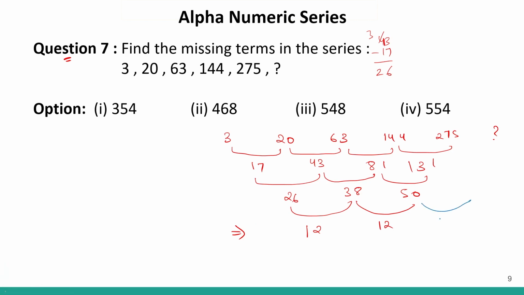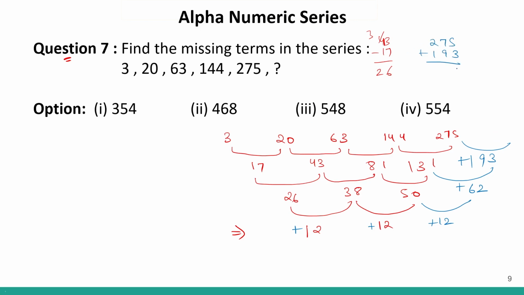The next term will also be a difference of 12. A difference of 12 means 62. Basically we were adding 12, right? So the next term will be addition of 12, that is 62. So if I add 62 in 131, I'll get 193. And if I add 193 in 275, so 275 I'm adding 193.